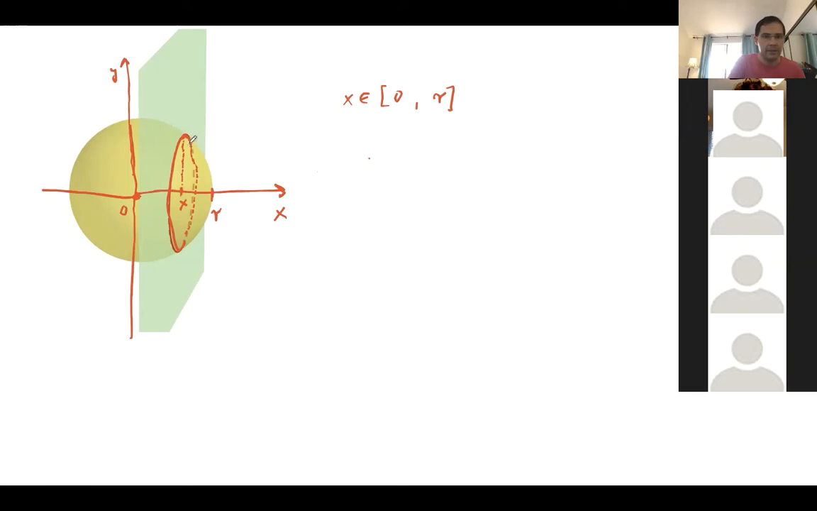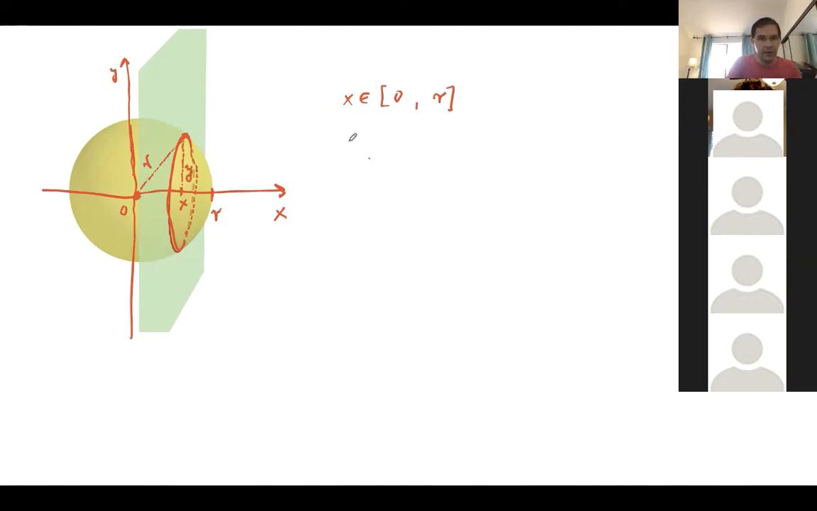Let's see. Another question for you: what is the distance from here, from 0, all the way up to this point of the sphere? And this is what I want to know. This is the radius of the cross section. So let me call this y just for a second.